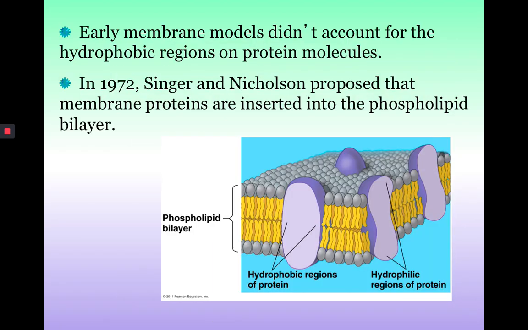Now, early membrane models didn't account for the hydrophobic regions of protein molecules. They didn't understand exactly how things were put together. If you go back to 1935, Davson and Danielli just thought it was like a peanut butter and jelly sandwich. They didn't understand how things were actually embedded. But in 1972, Nicolson and Singer proposed that membrane proteins are inserted into the phospholipid bilayer. So rather than being a peanut butter and jelly sandwich with the proteins on the inside, it's more like a Jell-O mold with fruit shoved inside the Jell-O mold as part of the Jell-O mold.